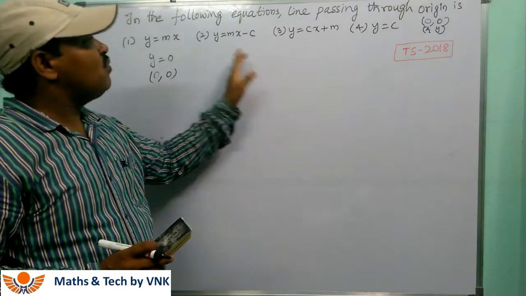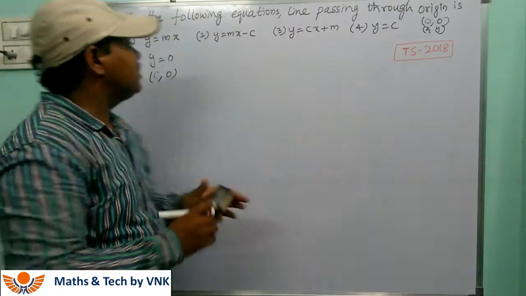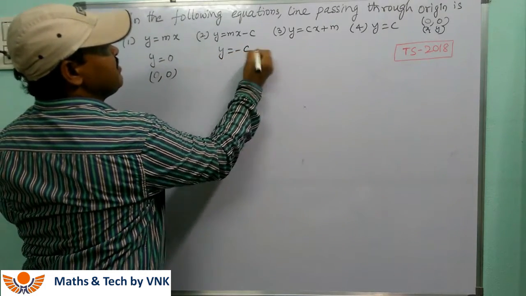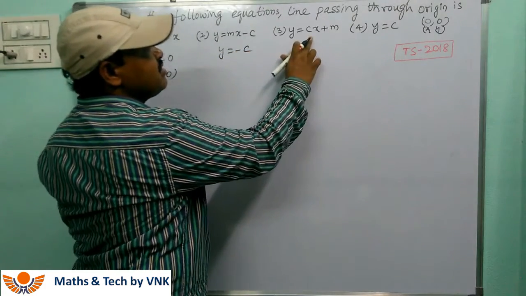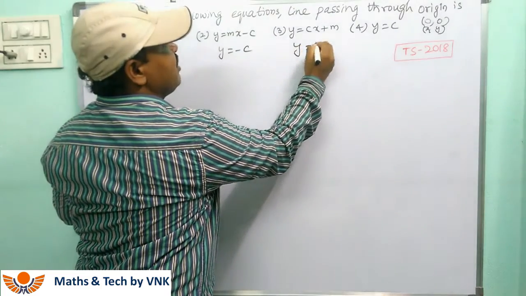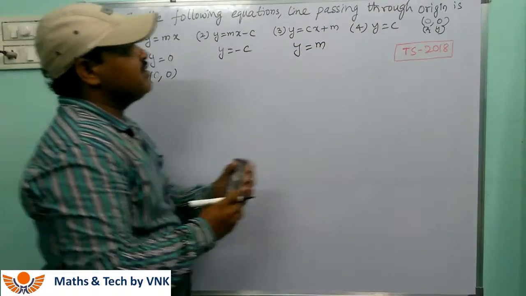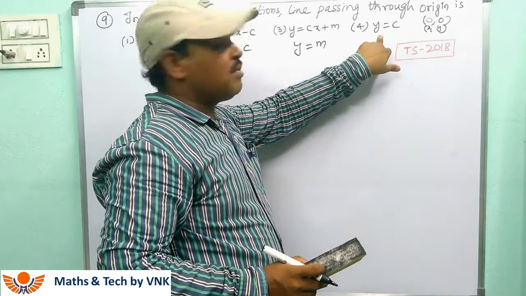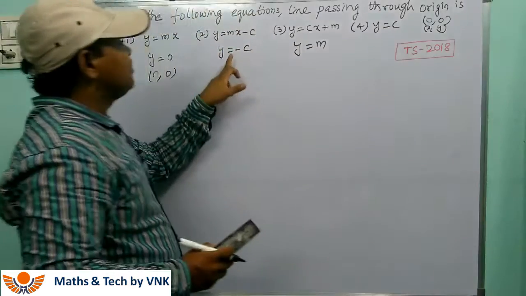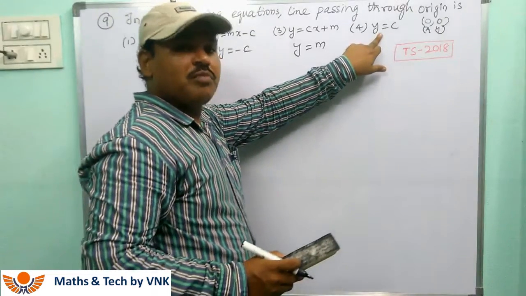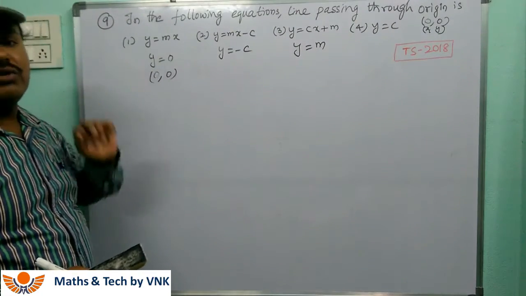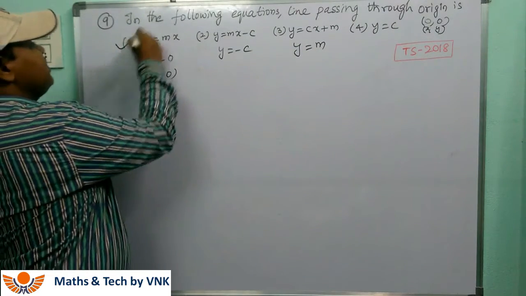No other equation will pass through the origin. See, x is equal to 0 here, so y becomes minus some constant. x is equal to 0 here, y is equal to some constant. For x is equal to 0 also, y is equal to some constant. So these three options are not passing through the origin. The only equation passing through the origin is y is equal to mx. So option 1 is correct.